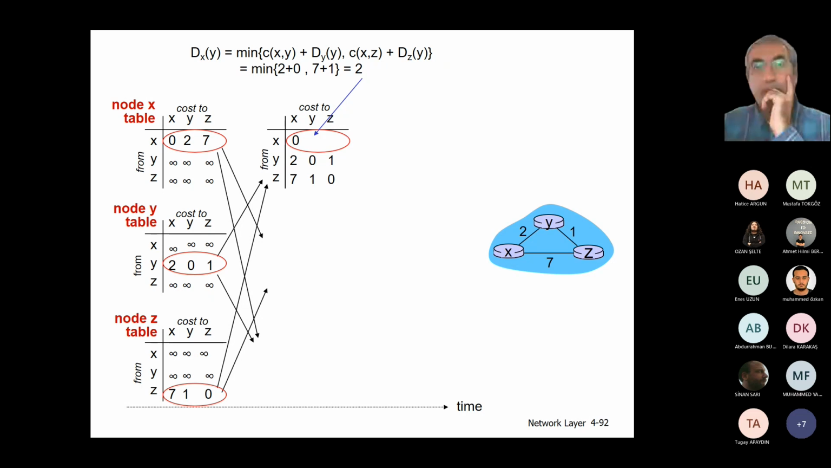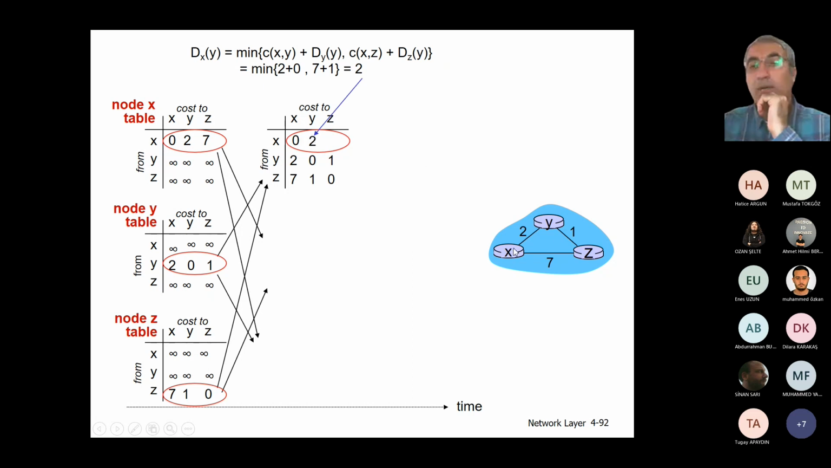And for Z, to reach Y, we have two ways to reach from X to Y, right? One of them is the direct path, which is this, and the other is through Z. And this is equal to 7 plus 1. So which is 2, 8. Which one is the minimum? Of course, 2 is the minimum. So that's why I put the value 2 here.